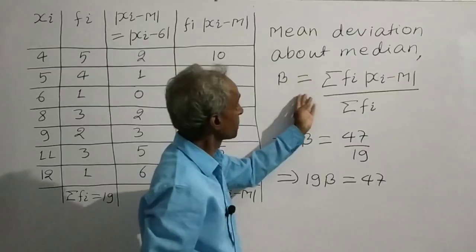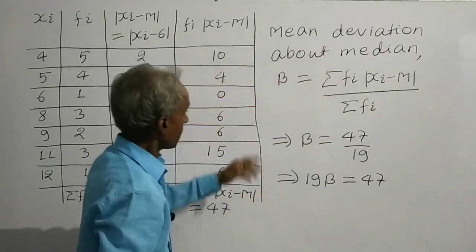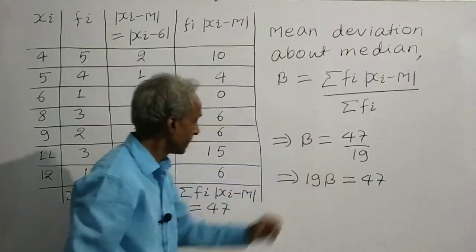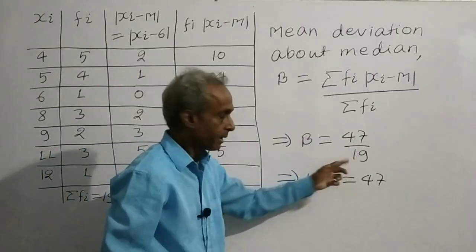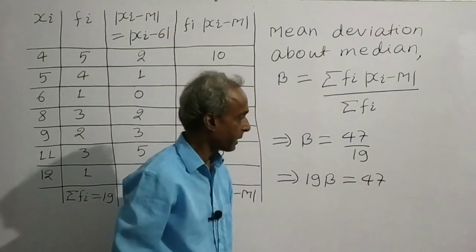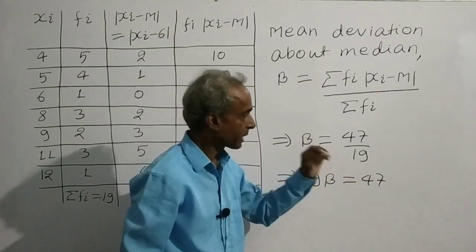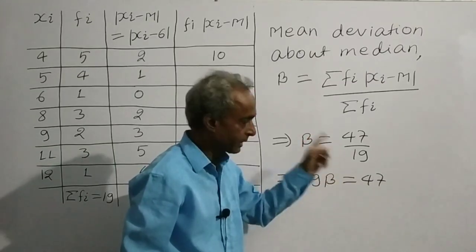By using the formula for mean deviation about median, we find the value of beta is equal to 47 by 19. This implies 19 beta is equal to 47. Now the solution is over. Therefore, read this question.